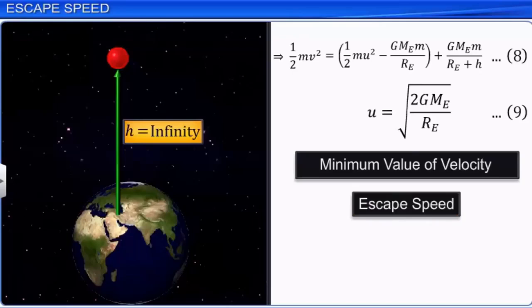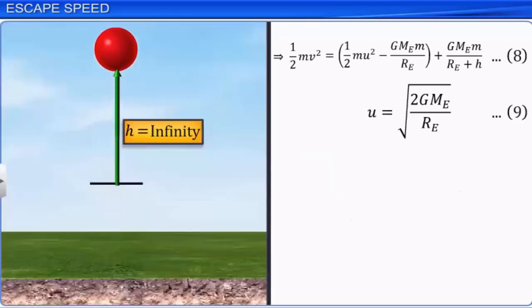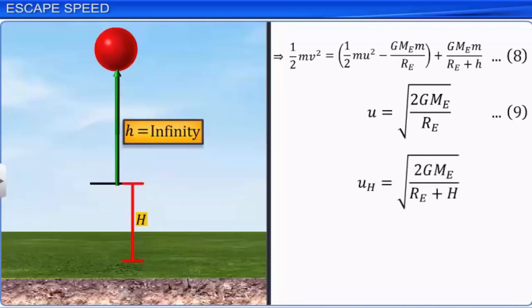If the body is projected from a height h from the surface of the Earth, then the escape speed from that height is obtained by replacing the denominator of equation 9 with RE plus h, as shown in equation 10. Using the relation of acceleration due to gravity on the surface of the Earth and the mass, radius of the Earth and universal gravitational constant, and simplifying, you get equation 11.